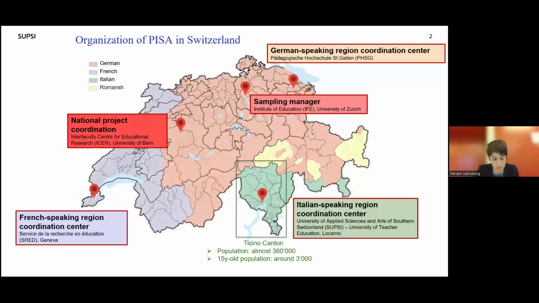Switzerland's population is almost 9 million people, with about 90,000 15-year-olds. The Ticino canton has a population of about 360,000 people, with around 3,000 15-year-old students. So it is a small context.